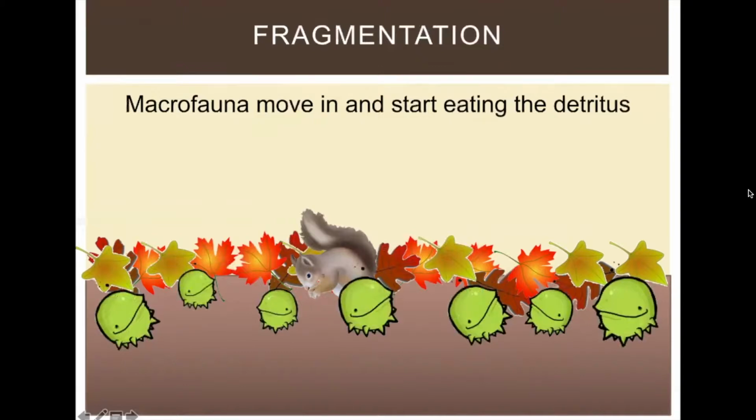Now, fragmentation occurs when macrofauna move in. Macrofauna is what? It's the larger, it's macro, and that's what we can actually see. So maybe that's earthworms or squirrels in this case, or different rodents of any kind, right? That starts when macrofauna move in and start eating the detritus. The macrofauna shred up the detritus, digesting some microbes, and create more surface area, destroying those lignin and wax coatings that are very difficult to process and decompose.